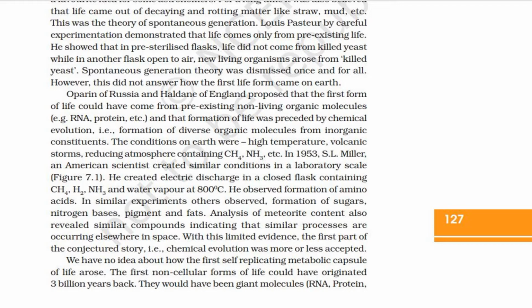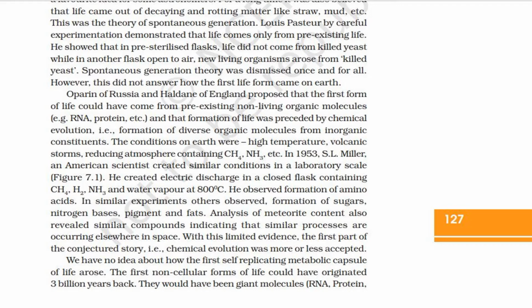In 1953, S.L. Miller, an American scientist, created similar conditions in a laboratory scale. He created electric discharge in a closed flask containing CH4, H2, NH3 and water vapor at 800 degrees Celsius. He observed formation of amino acids. In similar experiments others observed formation of sugars, nitrogen bases, pigment and fats. Analysis of meteorite content also revealed similar compounds indicating that similar processes are occurring elsewhere in space. With this limited evidence, the first part of the conjectured story, that is, chemical evolution, was more or less accepted.